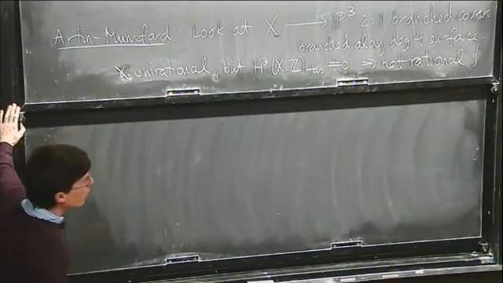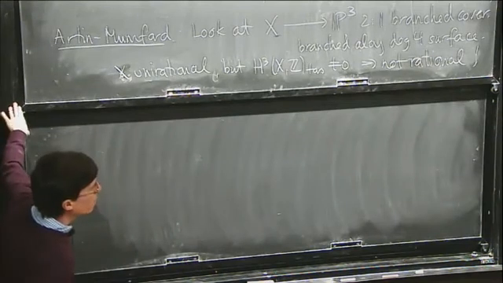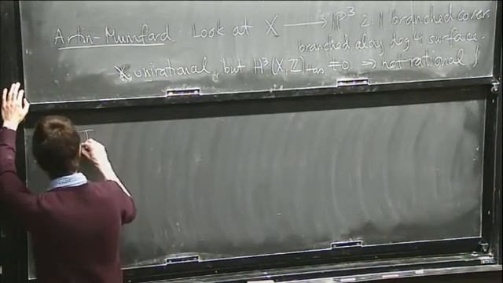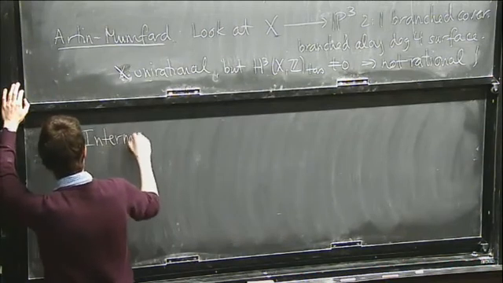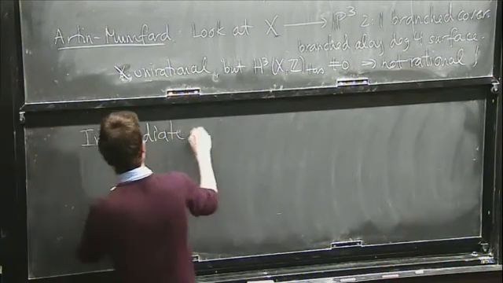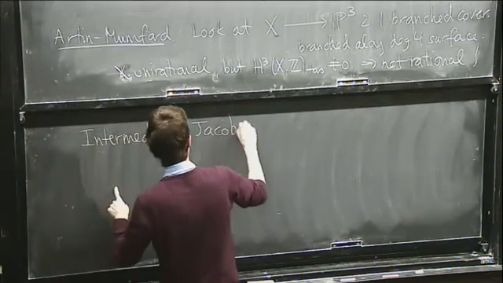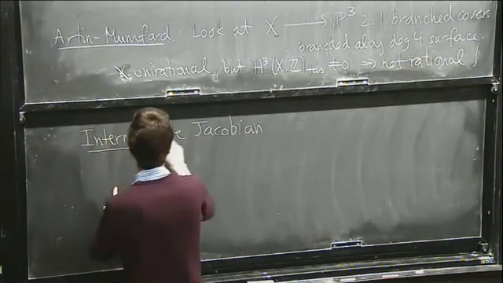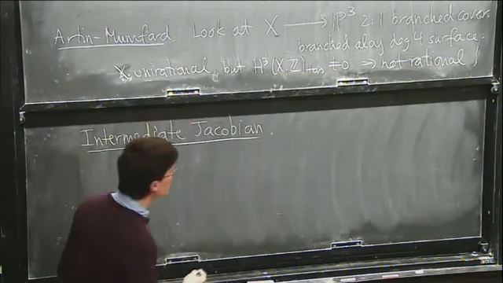Okay, so how about the second technique? So the second technique is to look at this intermediate Jacobian. So this is something Hodge theoretic. So again, I will assume that X is a threefold.